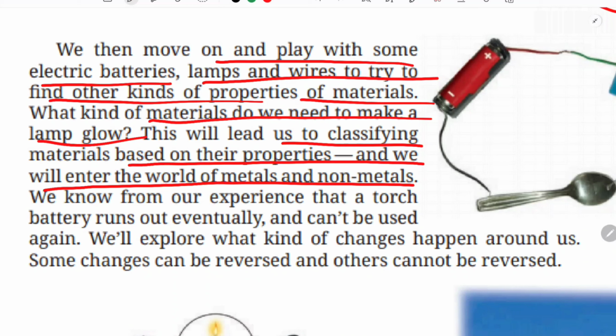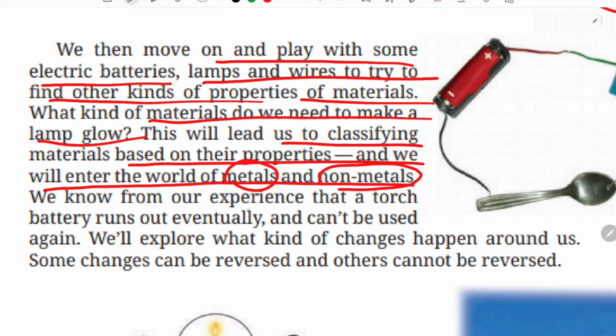So what happens is that when we are learning about materials, and when we are learning about electric batteries, lamp, wire, and trying to find out some properties of material, this will again lead us to classify the materials based on some are metals and some are non-metals. So we will discuss this in detail when we do your chapter.